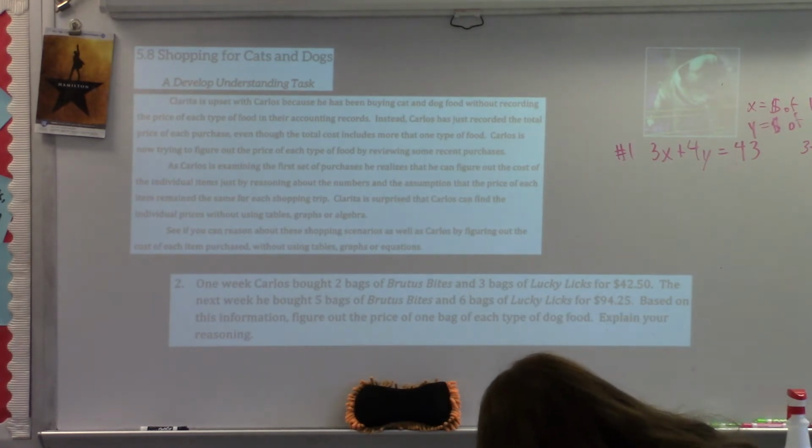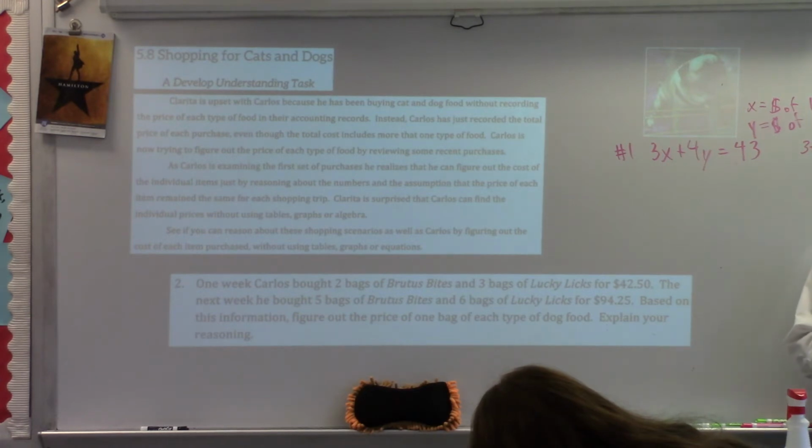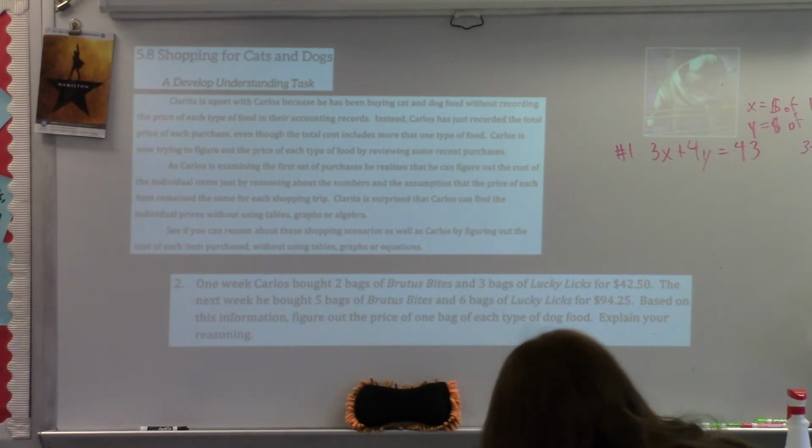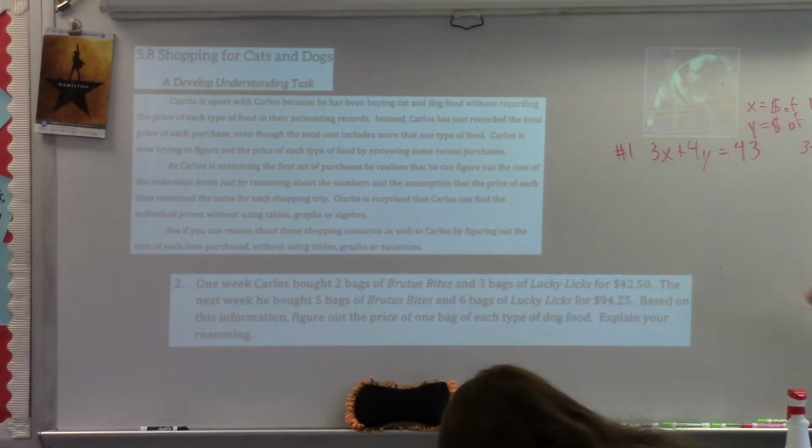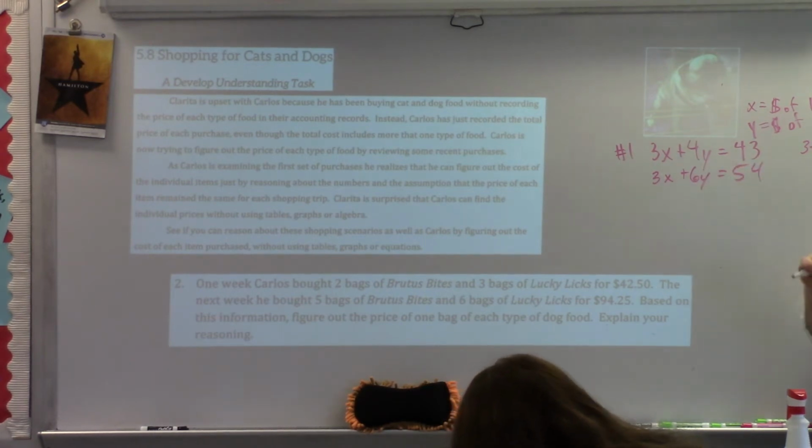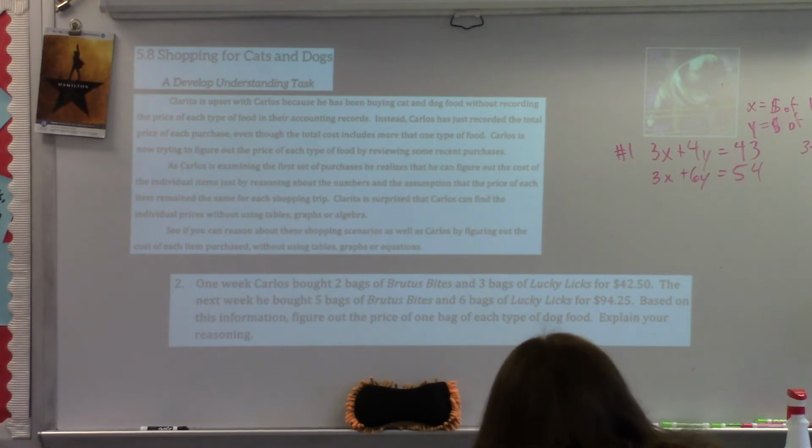I actually made a system in mine. Well, let's let someone else give us the other equation. Layla, do you have any idea what the other equation might be? 3x plus 6y equals 54. Okay, does anyone see anything wrong about this system right now?